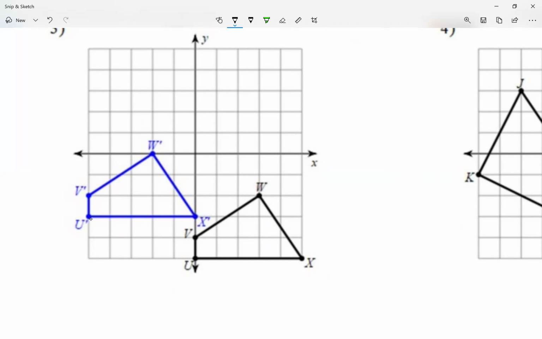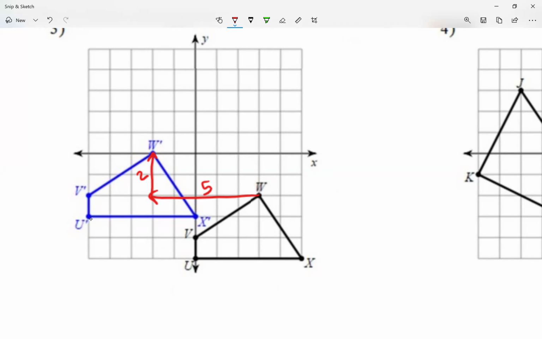Okay, so what exactly happened here? Let me follow my point W. It seems like I go to the left. I'm going from W to W prime. I can count the spaces. I go five to the left, and then it seems that it goes up two. So it goes five to the left, up two.